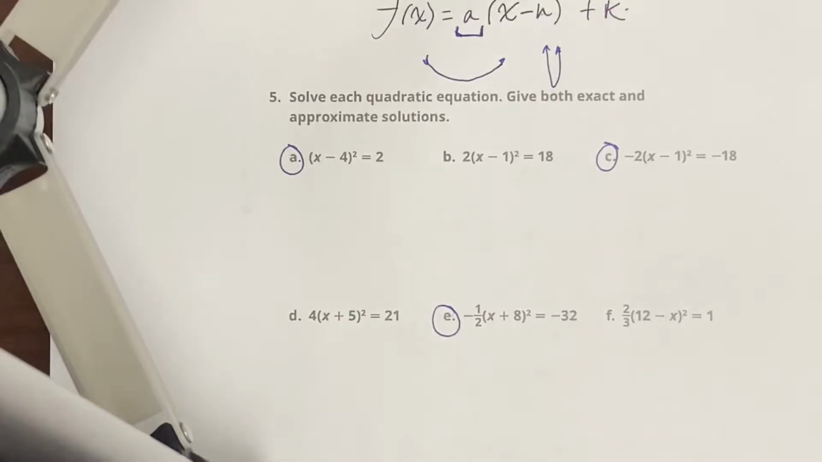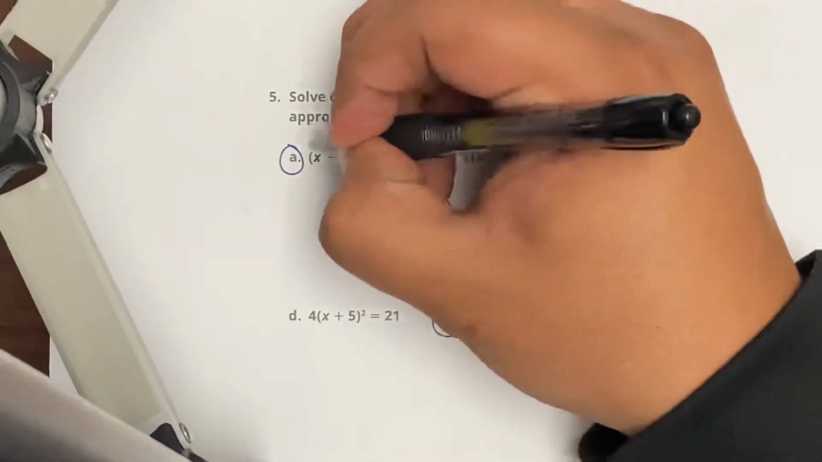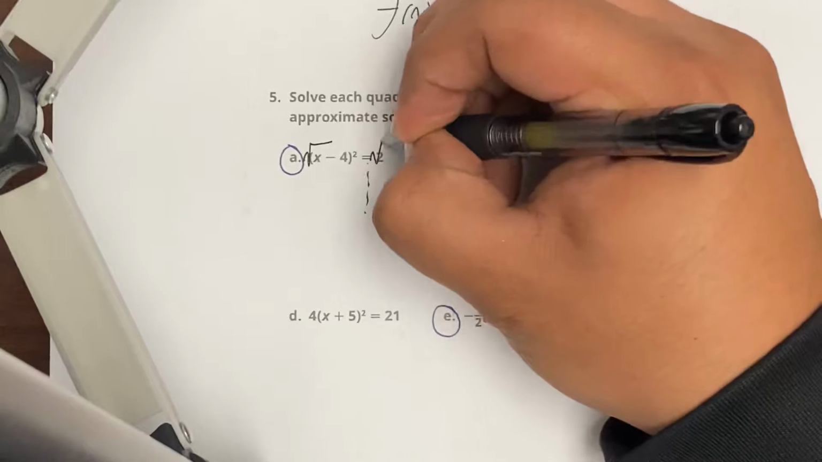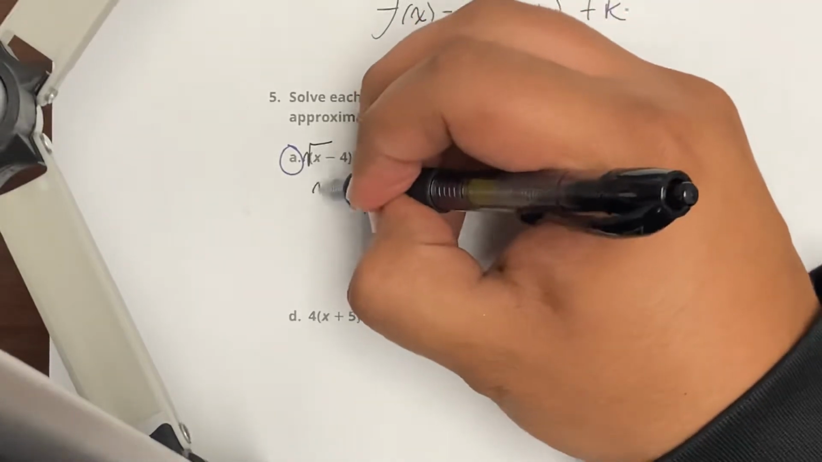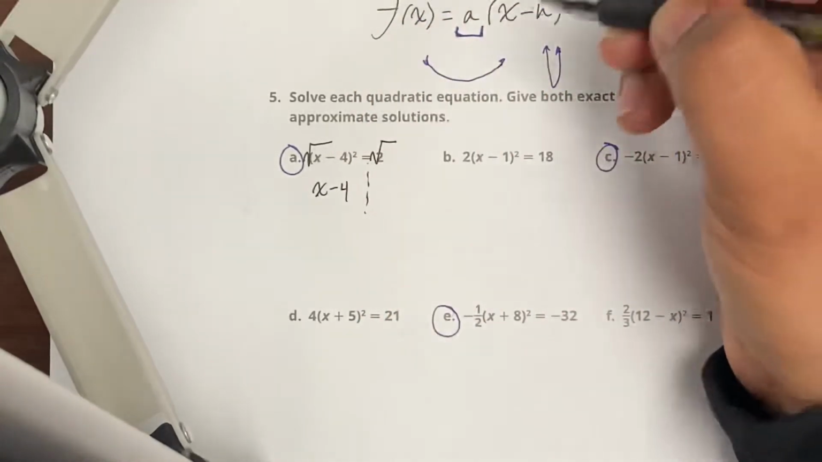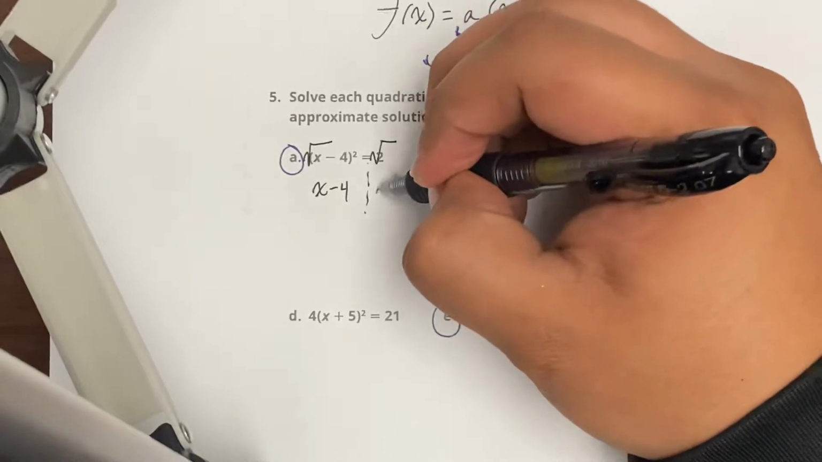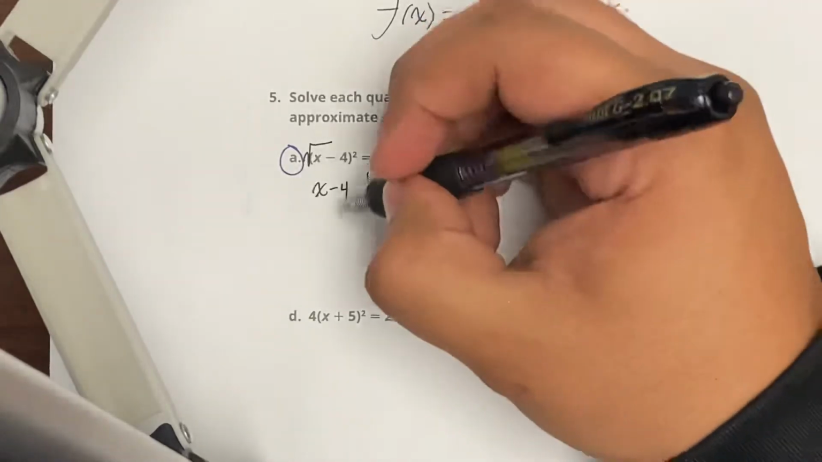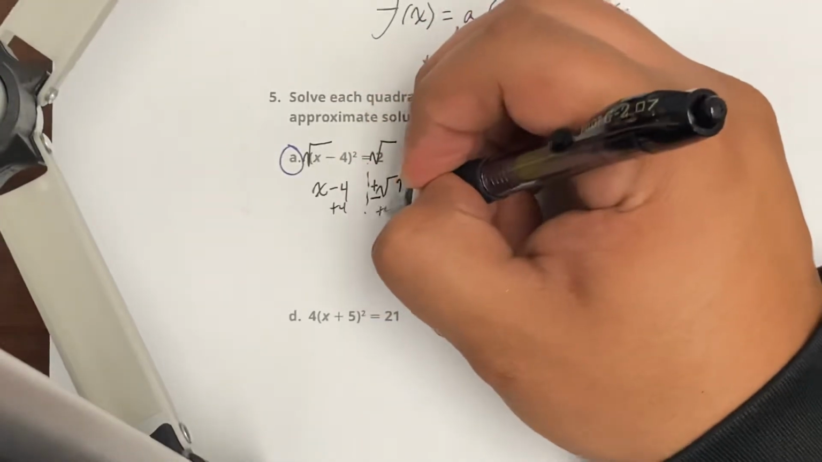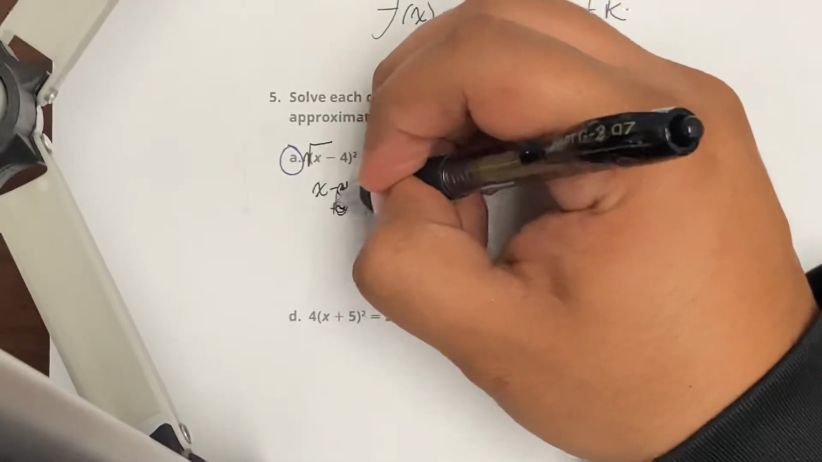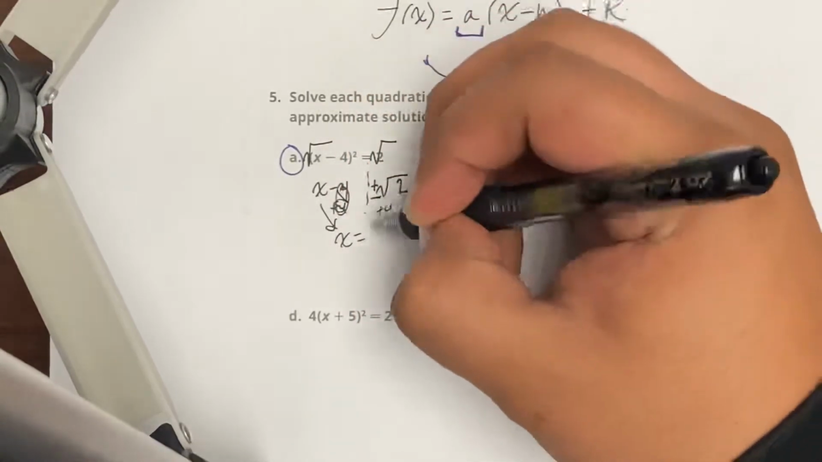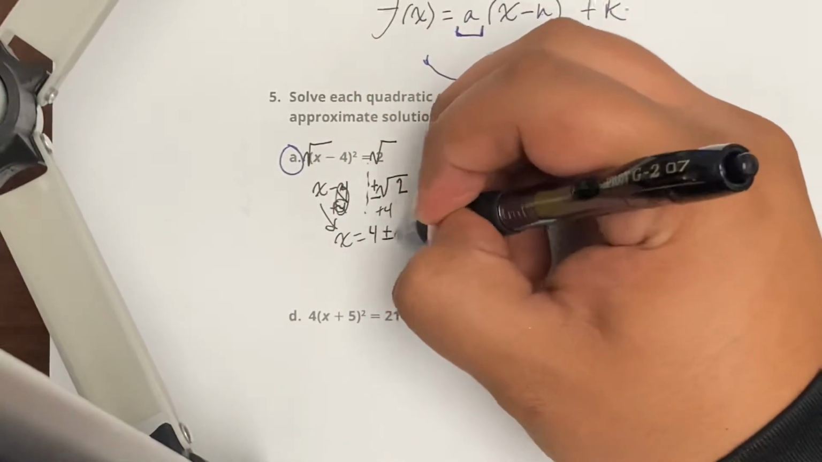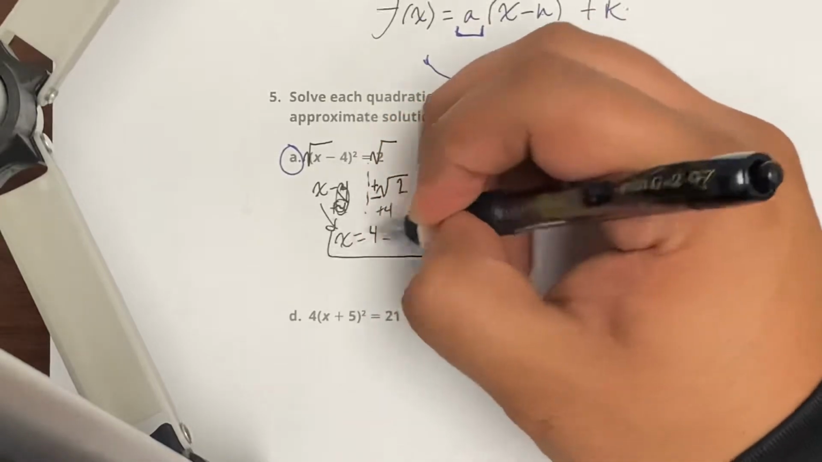Okay? Starting it out, this is what we've already done. Take the square root, take the square root. What's left over? X minus 4. There is no perfect square root of 2. Leave it like that with plus or minus. Plus 4, plus 4. Got x equals 4 plus or minus the square root of 2. This is what they want.